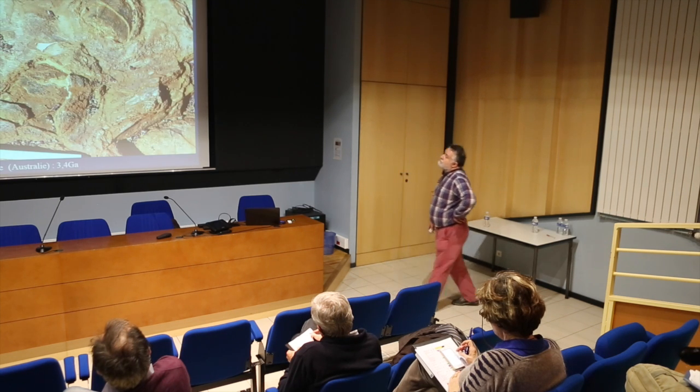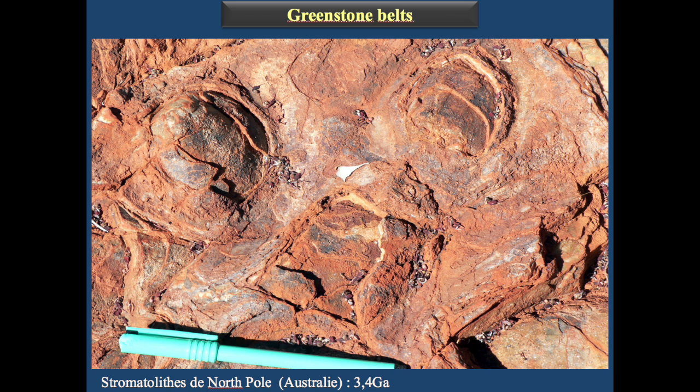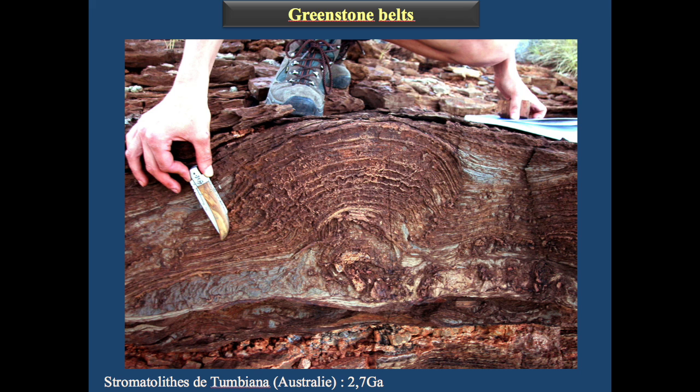What else? So probably traces of life. This is a stromatolite from North Pole in Australia, 3.4 billion years. So we have nice small stromatolite here. And of course, in more recent rocks, we have this stromatolite at 2.7 in Tumbiala in Australia.